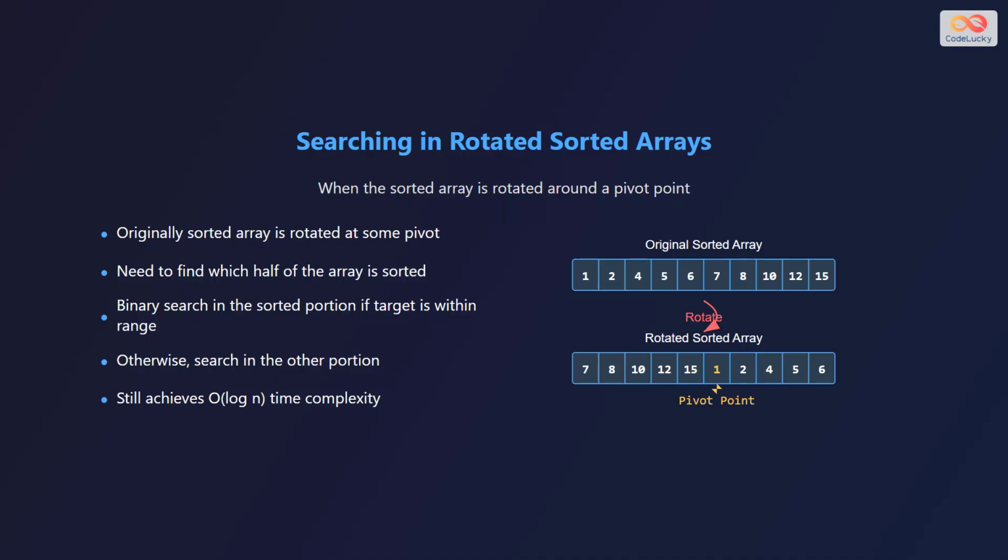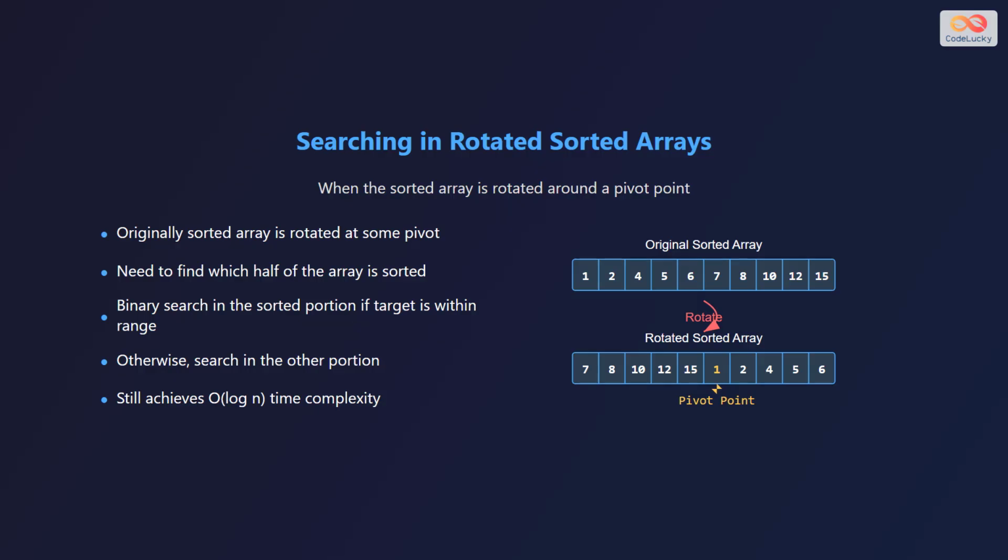Let's consider a previously sorted array that has been rotated. The algorithm checks if the left half is sorted. If the left half is sorted, check if the target lies in the left half. If it does, discard the right half and search the left half. Otherwise, the target lies in the unsorted right half, so discard the left half and search the right half.